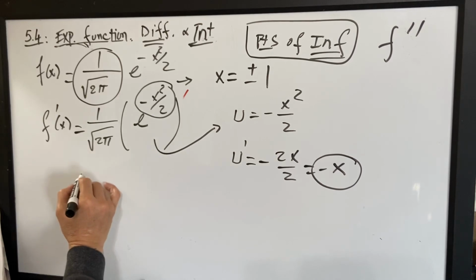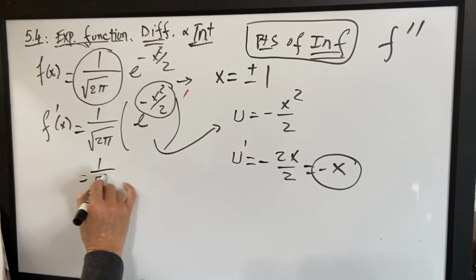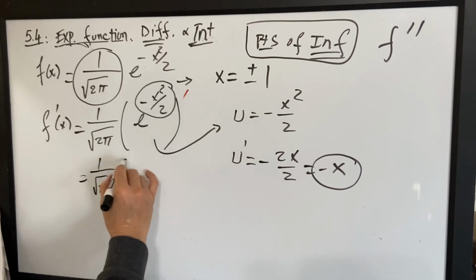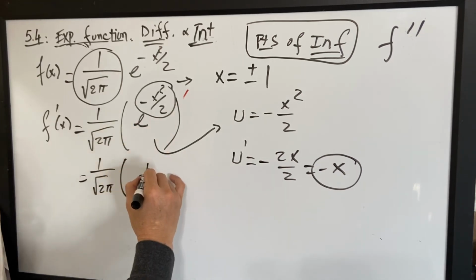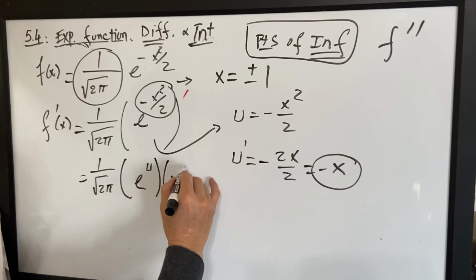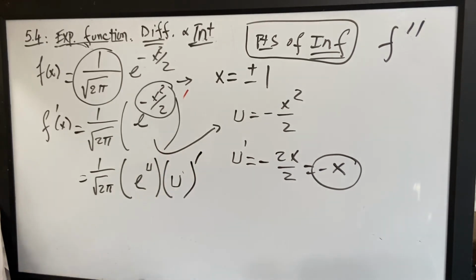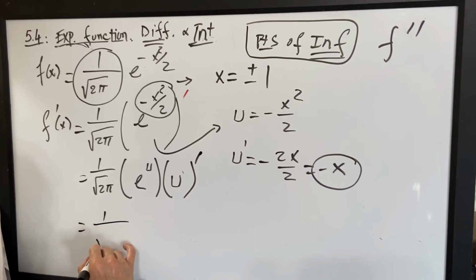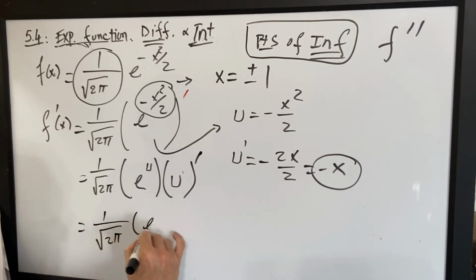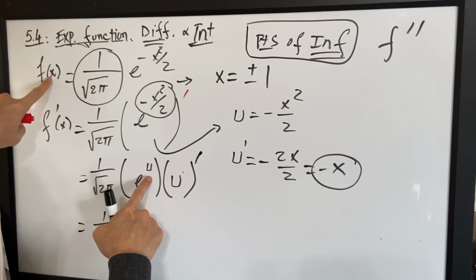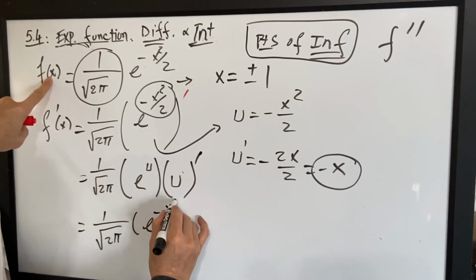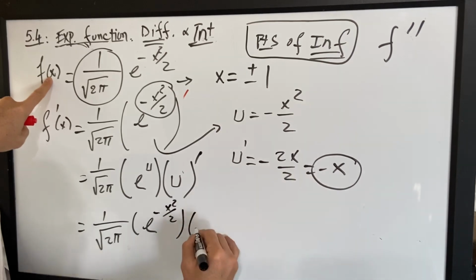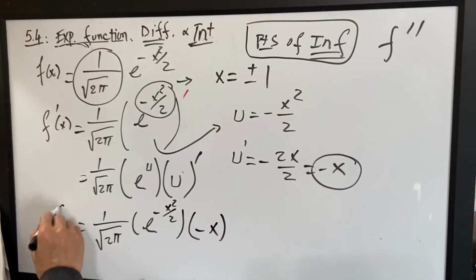Because the first derivative gives you 1 over the square root of 2 pi times e to the u, which is e to the u, times u prime. I'll put it out here. It's fine. One step at a time, shall we? Okay, rewrite this and you will have 1 over the square root of 2 pi. Put back the variable x: e to the negative x squared over 2 times, excellent, negative x. Boom. All right, that's the first good news.